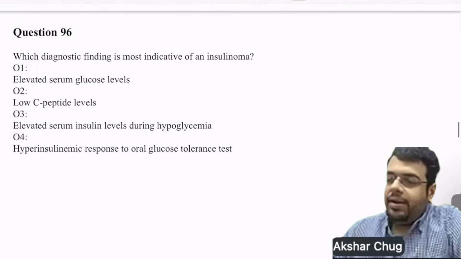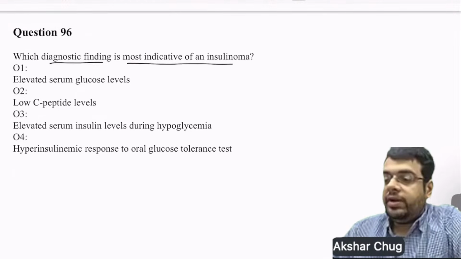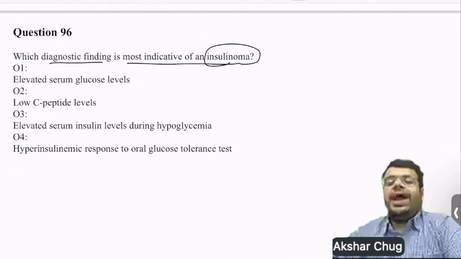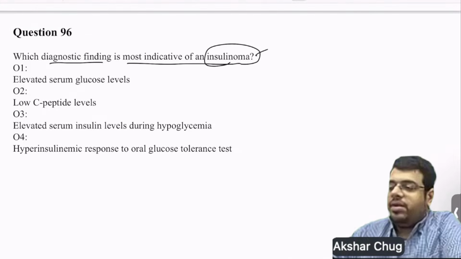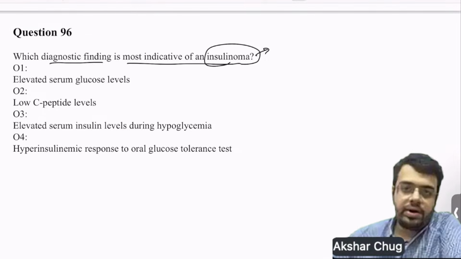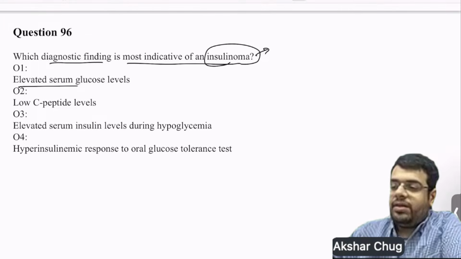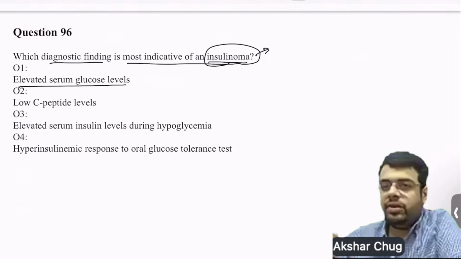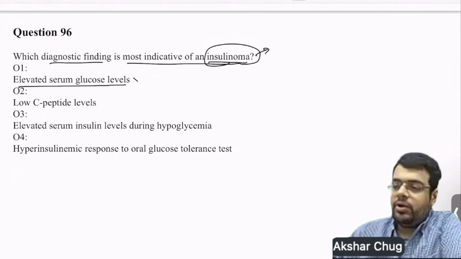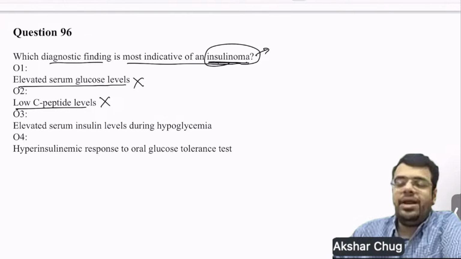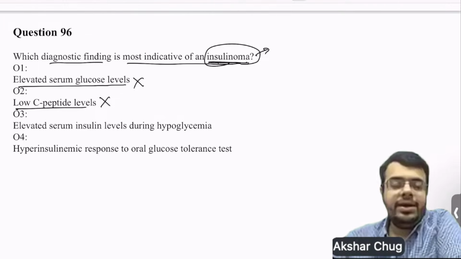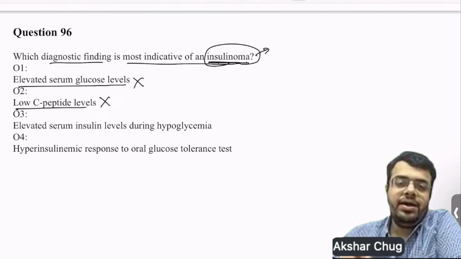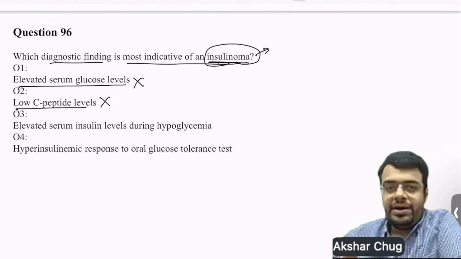Question 96, which diagnostic finding is most indicative of insulinoma? So any tumor will produce the substance even when the substance is not required, right? Elevated serum glucose goes against insulinoma, as we know that insulin reduces blood glucose levels. So this cannot be the option. Low C-peptide again cannot be the option because this insulin is endogenously produced, and any endogenously produced insulin will also be secreted along with C-peptide. So again, this cannot be the answer.